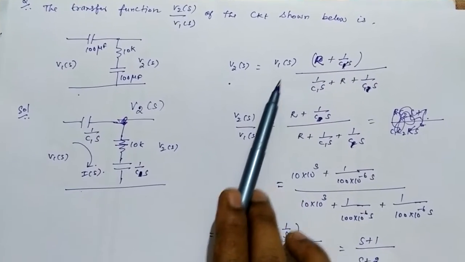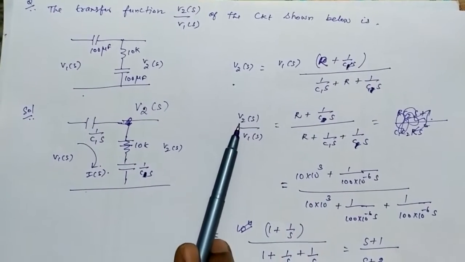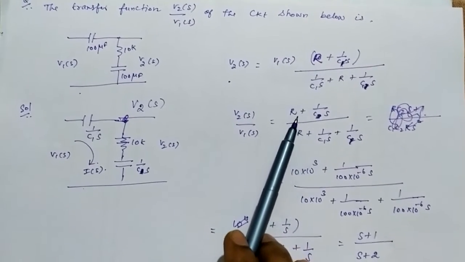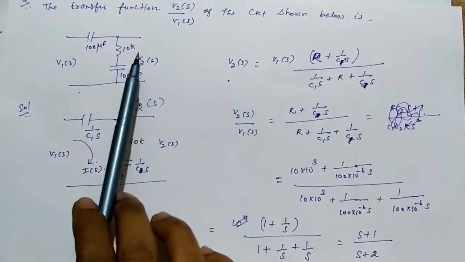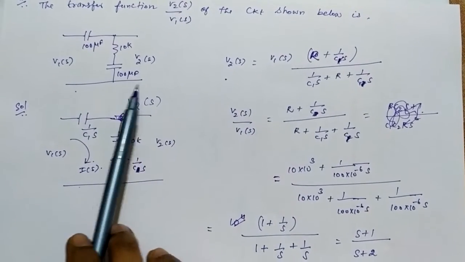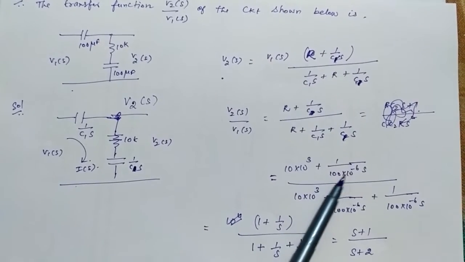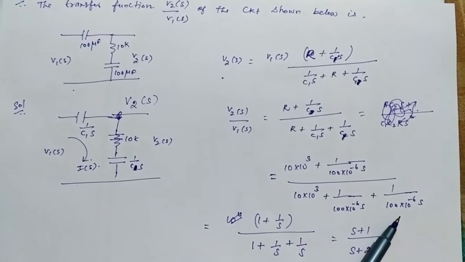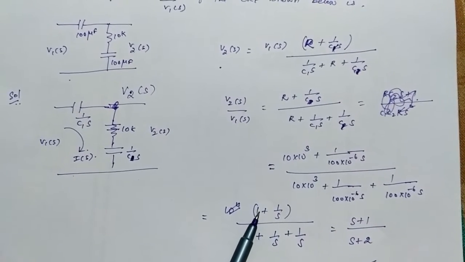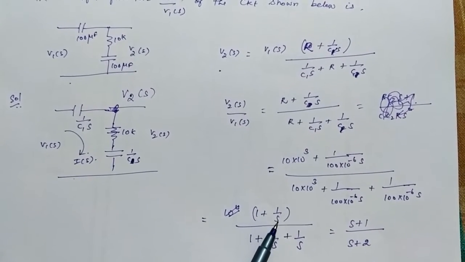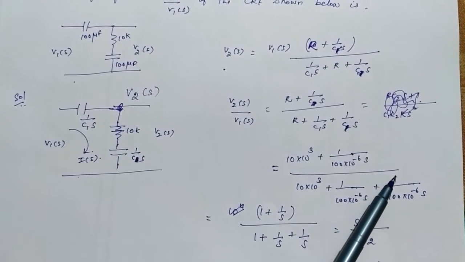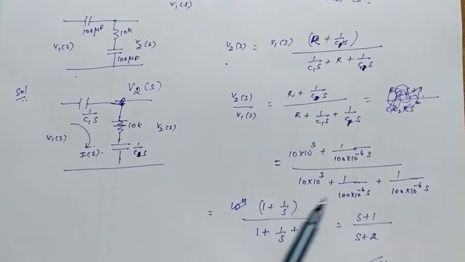Now bring this V1 of S to the left side. So V2 over V1 is equal to this. Now substitute the values. Resistance equal to 10 kilo, that is 10 into 10 power 3. Capacitance equal to 100 microfarad. Here also 100 microfarad. When we simplify this, we have the answer 1 plus 1 over S. In the denominator, 1 plus 1 over S and 1 over S. So the terms are getting cancelled.